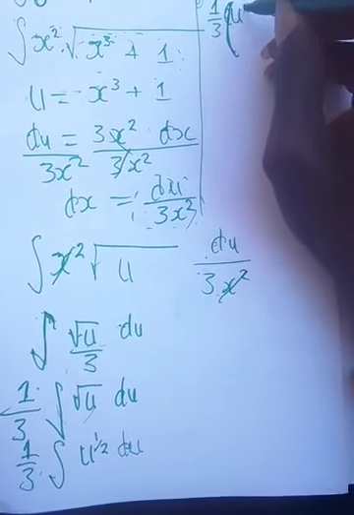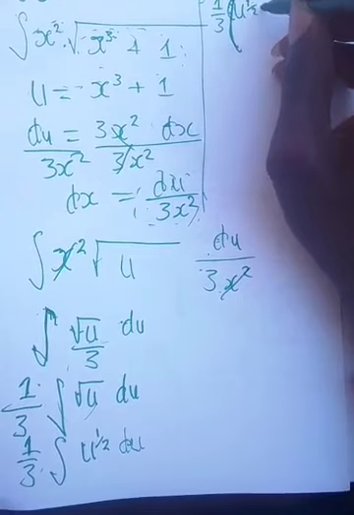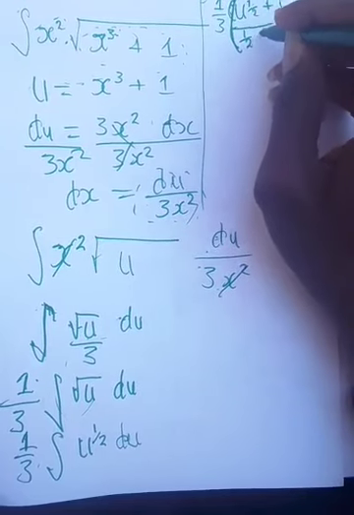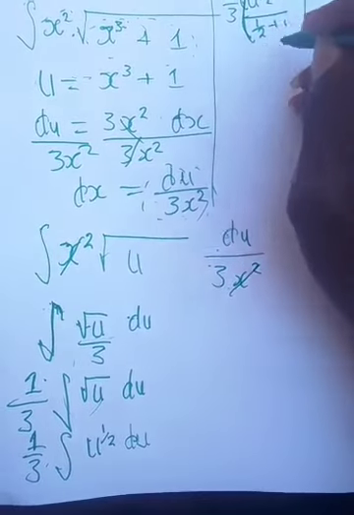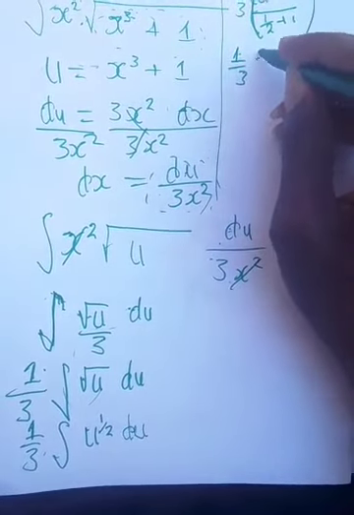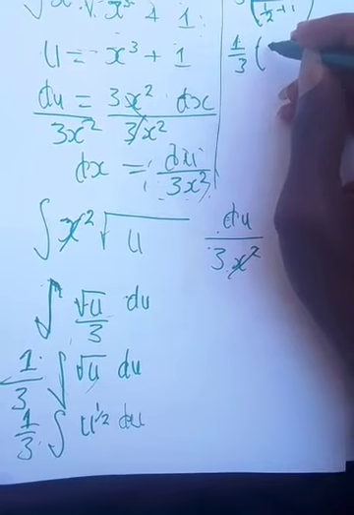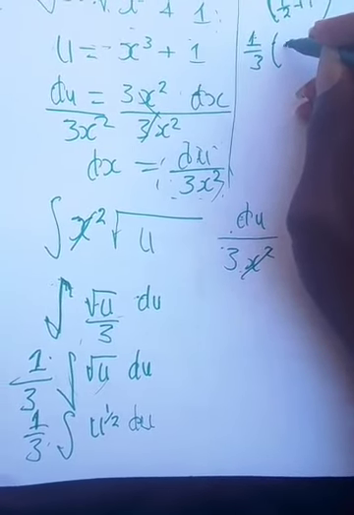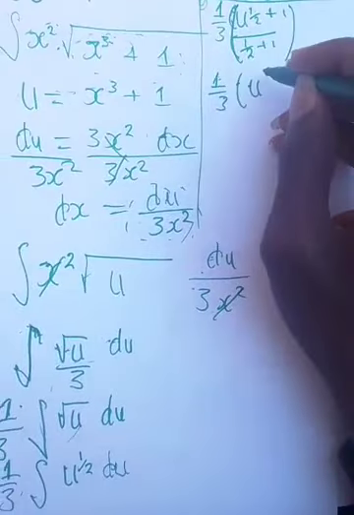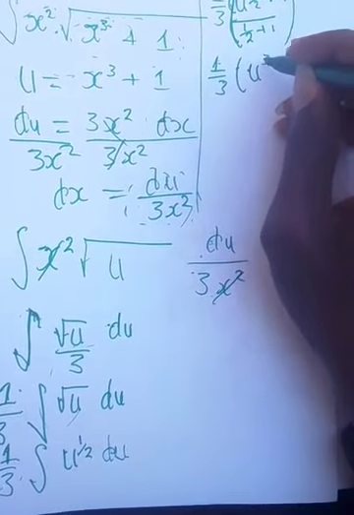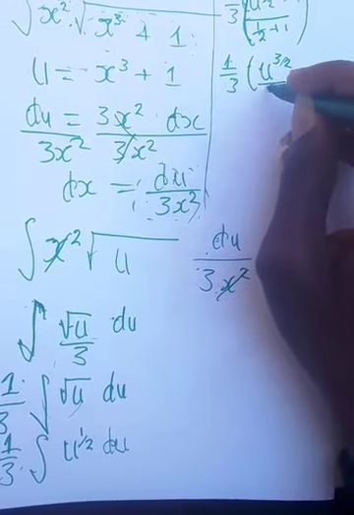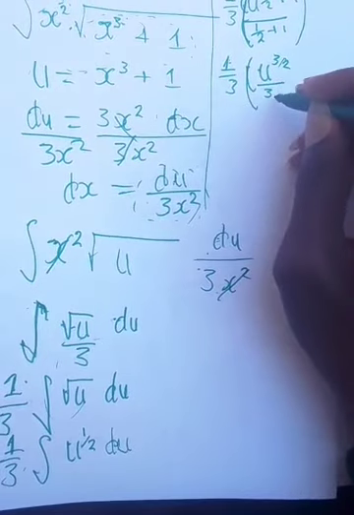U power 1 over 2, right? So I'll say plus 1. Remember, we are integrating, right? So I have 1 over 3 times, what is 1 over 2 plus 1? It's going to give you 3 over 2. So it's going to be over 3. Let me do this. 3 over 2, right?